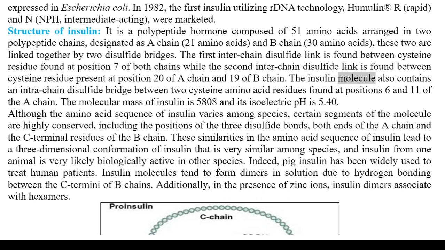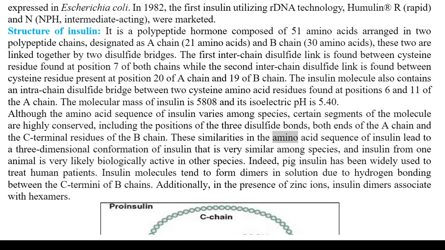The insulin molecule also contains an intrachain disulfide bridge between 2 cysteine amino acid residues found at position 6 and 11 of the A chain. The molecular mass of insulin is 5,808 and its isoelectric pH is 5.40. Although the amino acid sequence of insulin varies among species, certain segments of the molecule are highly conserved, including the positions of the 3 disulfide bonds, both ends of the A chain and the C-terminal residues of the B chain.